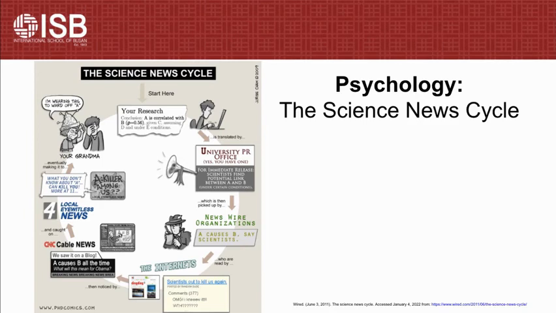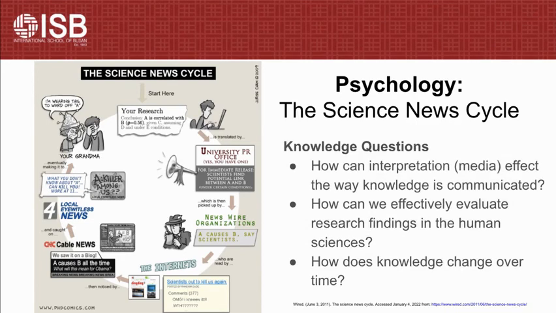You can see from this comic strip of the science news cycle that research with a weak correlation turns into a strong causation through media interpretations. And grandma is wearing aluminum foil on her head to stay away from something that doesn't exist. This leads us to ask knowledge questions such as, how can interpretation affect the way knowledge is communicated? How can we effectively evaluate research findings in the human sciences? And how does knowledge change over time?